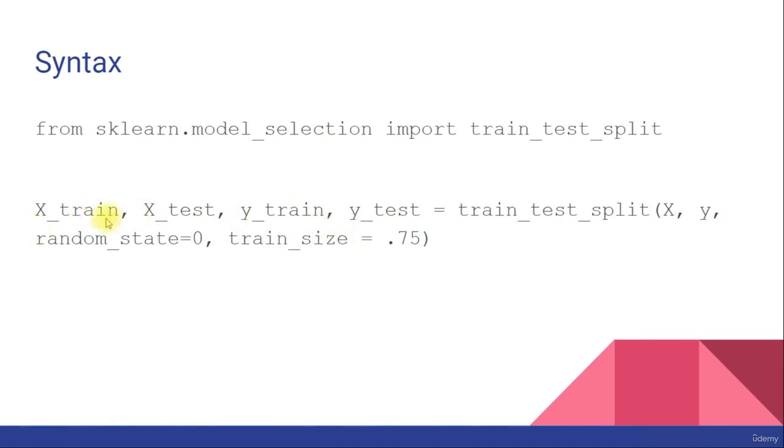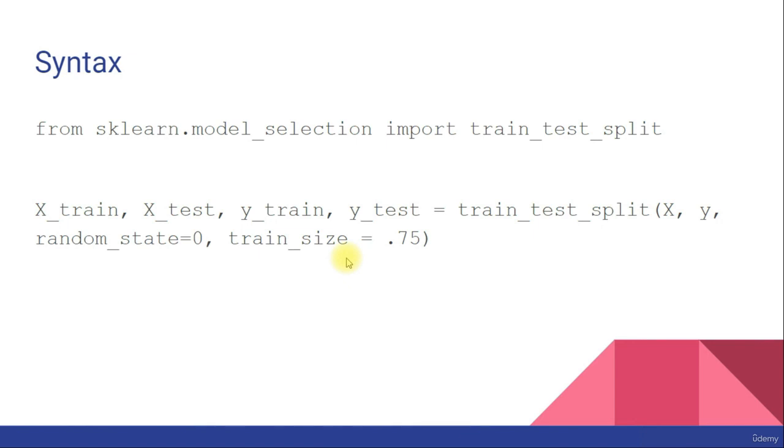First we have to write X_train, then X_test, y_train and y_test, then train_test_split, we have to call this, and then we have to pass the independent and dependent features. So our X will contain the independent features, and y will be the target or the dependent feature. Now random state, and then train size. So here we are using train_size equal to 0.75. That is 75% of data will be used as training and remaining 25% will be used for testing.